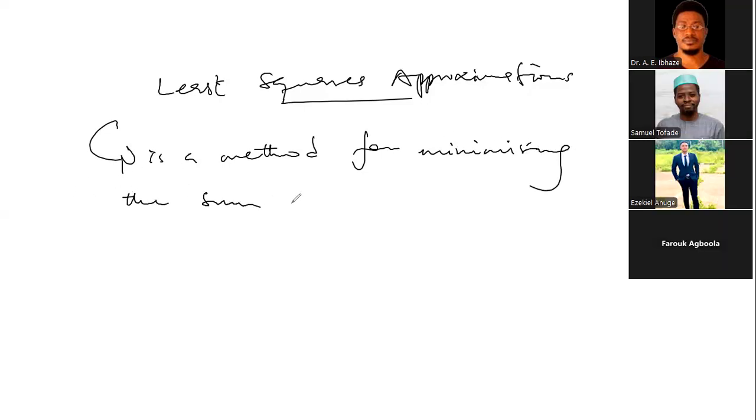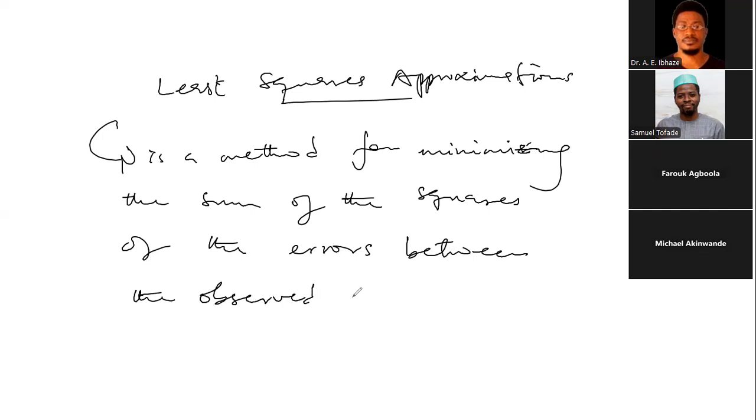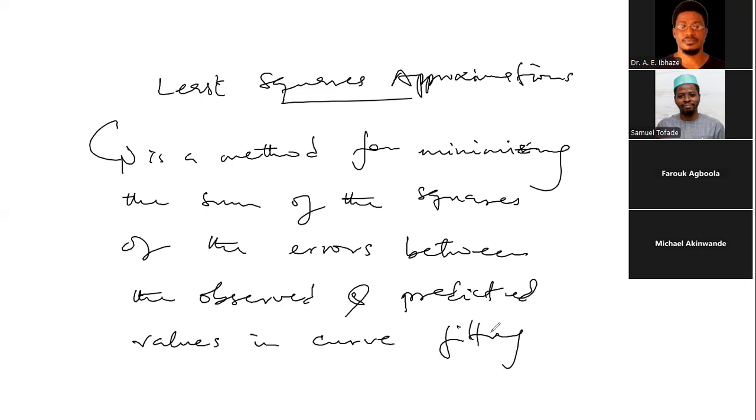What is this TP or what is this? Is the method for Minimizing. Okay, so that's what it is.